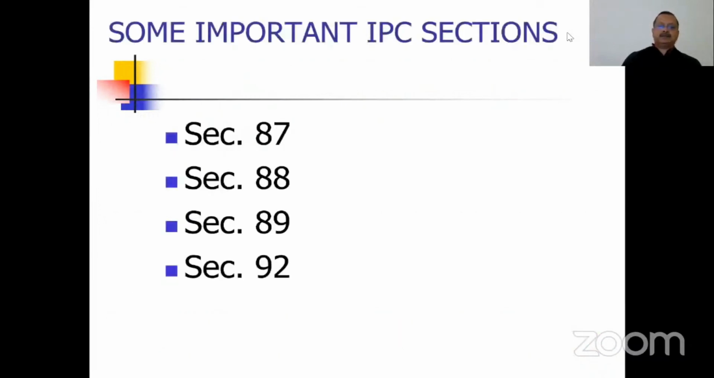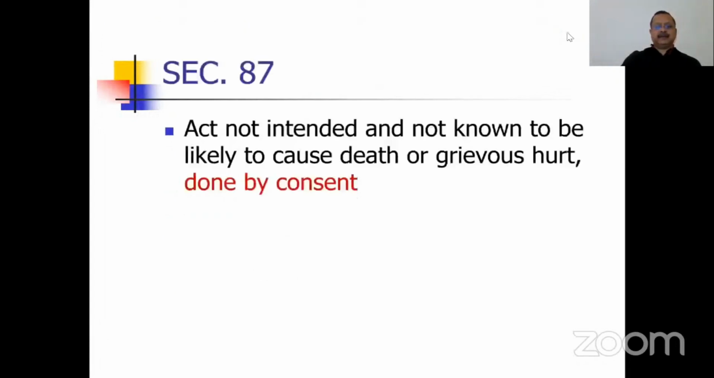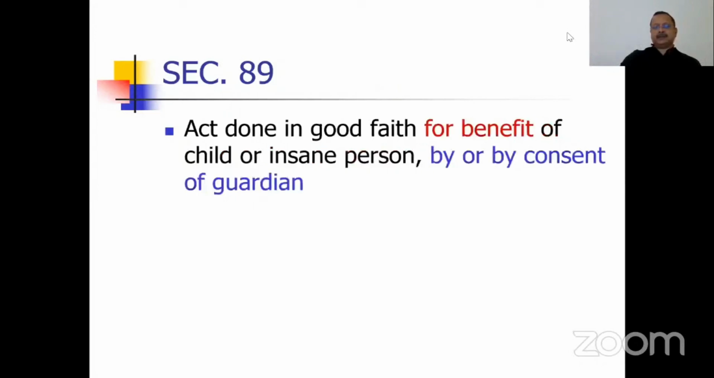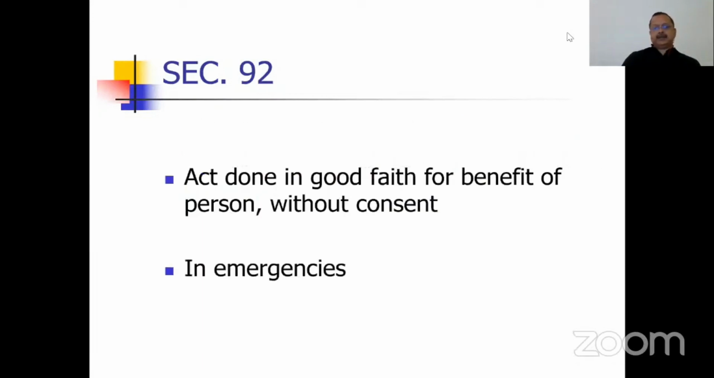With regard to legal protection, these are certain sections of the Indian Penal Code: 87, 88, 89, and 92. I'll just rush through them. We are not culpable, not to be punished, for an act which is not intended and not known to be likely to cause death or grievous hurt, done with the consent of the person. Again, an act not intended to cause death, done by consent in good faith, is not punishable. An act done in good faith for the benefit of a child or insane person, or with the consent of a guardian, is not punishable. An act done in good faith for the benefit of a patient without consent, that is in emergencies, is again not punishable.